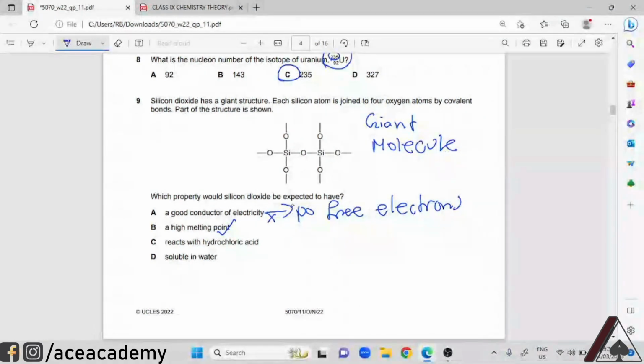It reacts with hydrochloric acid. No, it does not react with hydrochloric acid because from the reactions of an acid, we know that silicon dioxide does not react with an acid. As a result, option C is not the answer. And it is soluble in water? No, because we know that giant molecules are not soluble in water since they are non-polar. As a result, option B is the answer.